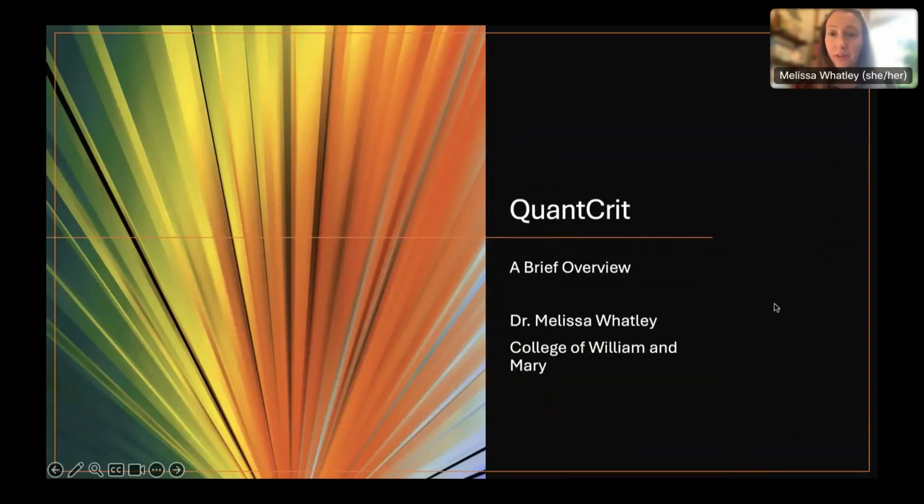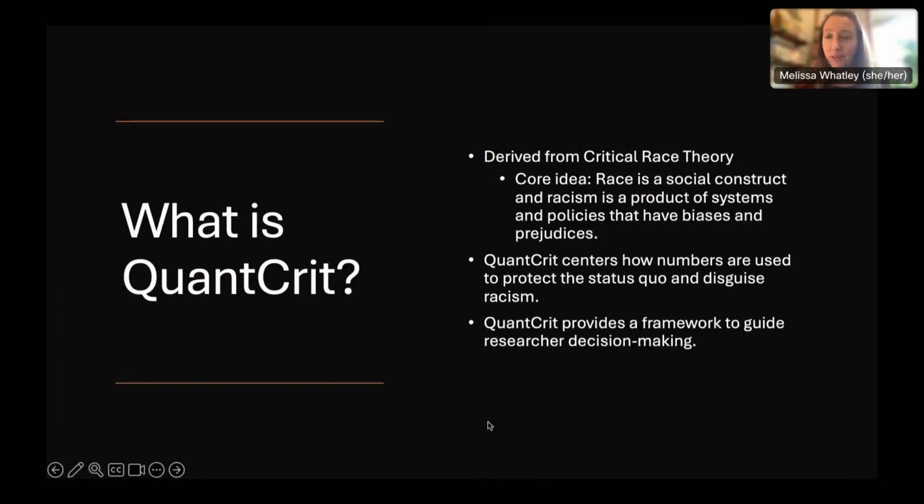All right, so this is a brief overview of QuantCrit. So the first question is, what is QuantCrit? QuantCrit is derived from critical race theory. It is in many ways the application of critical race theory to quantitative research.